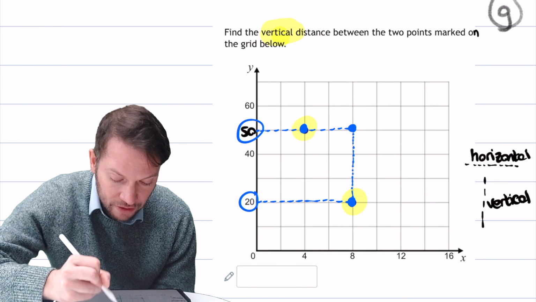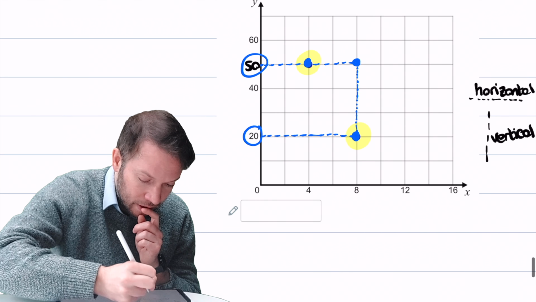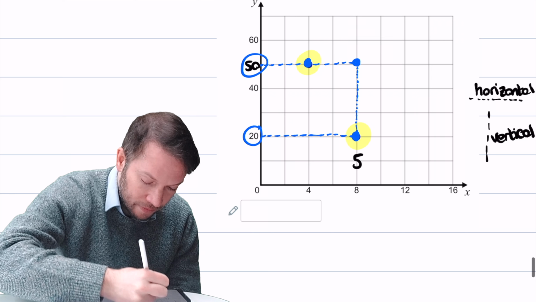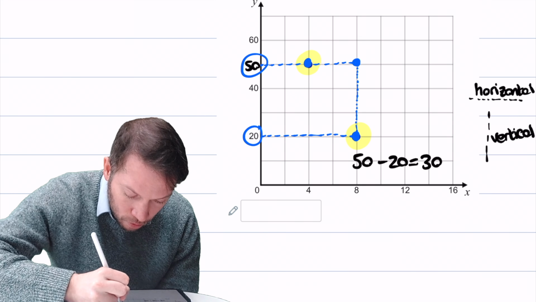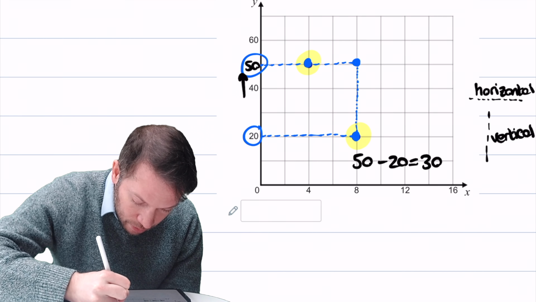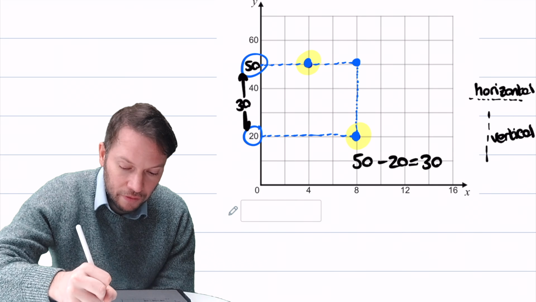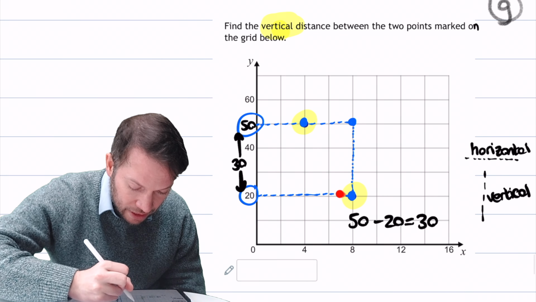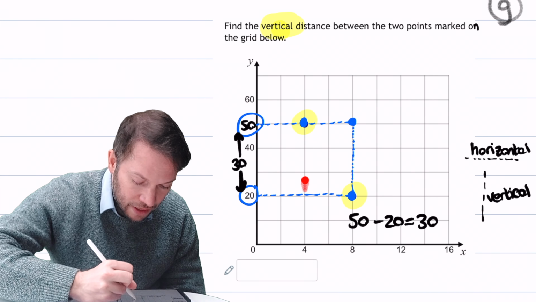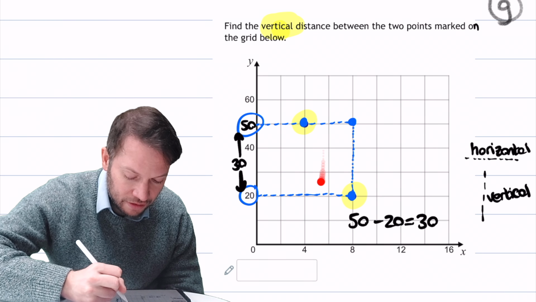You just subtract those values. So you do 50 minus 20, and that's going to give you 30. And therefore, the difference between these is 30, and that means the vertical distance, which is what we want, the vertical distance between this point and this point, we can see that vertical distance is 30.